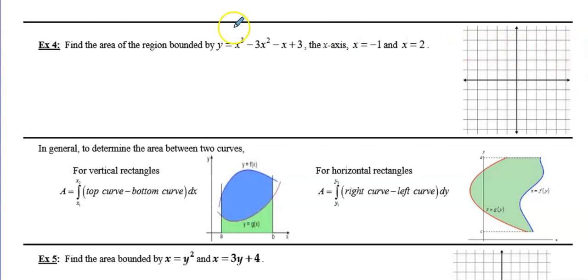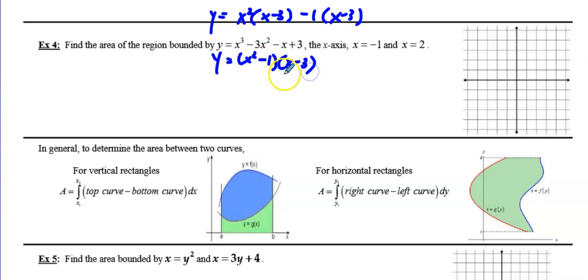As you guys can see in example number 4, this is on the area of the region bounded by this cubic function, and then the x-axis, x equals negative 1 and x equals 2. So the first thing we're going to do is factor this guy so we can see where our bounds are. So we're going to go ahead and pull out an x squared. We're going to be left with an x minus 3 here. We're going to go ahead and pull out a negative 1. And we're going to have an x minus 3 here. So I'm just factoring by grouping. And so this function is going to be x squared minus 1, and then x minus 3.